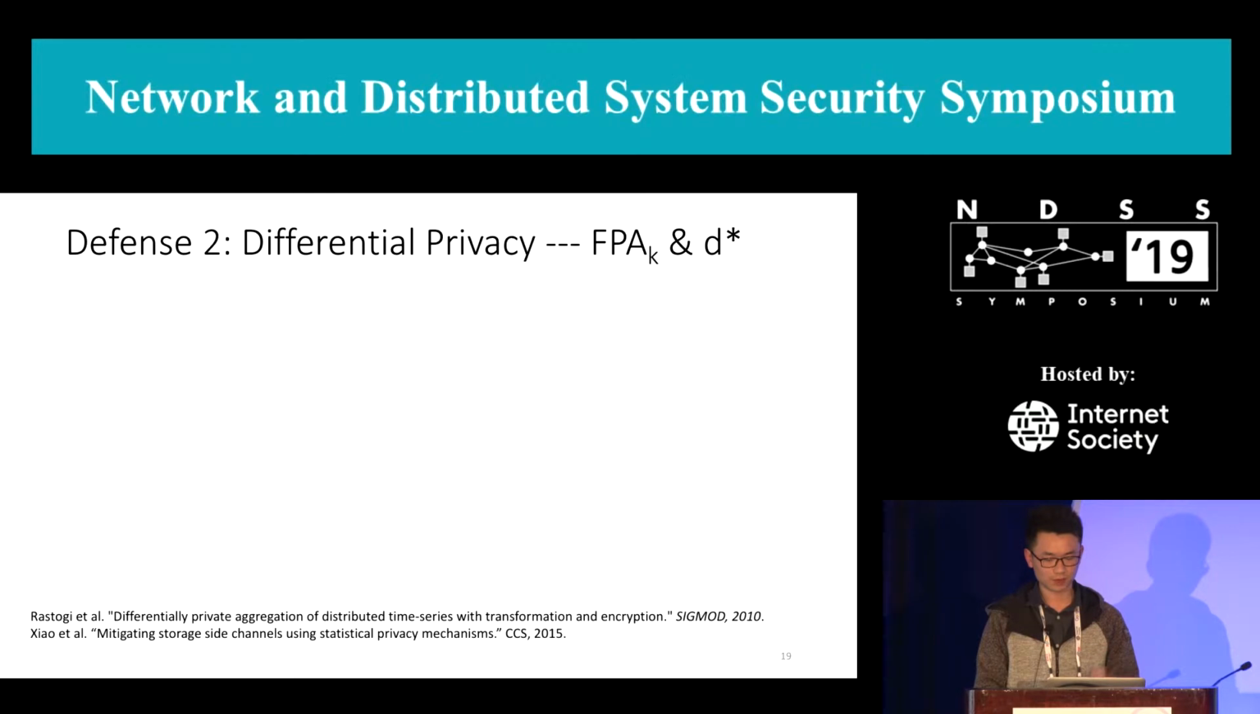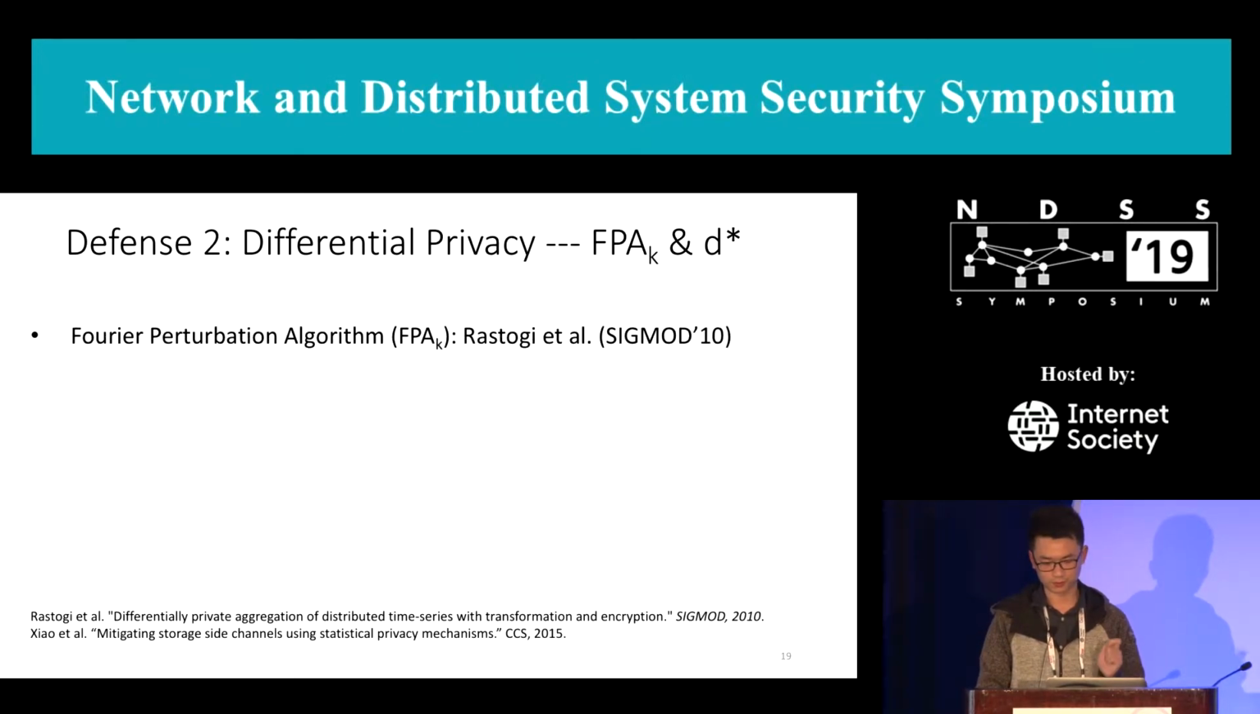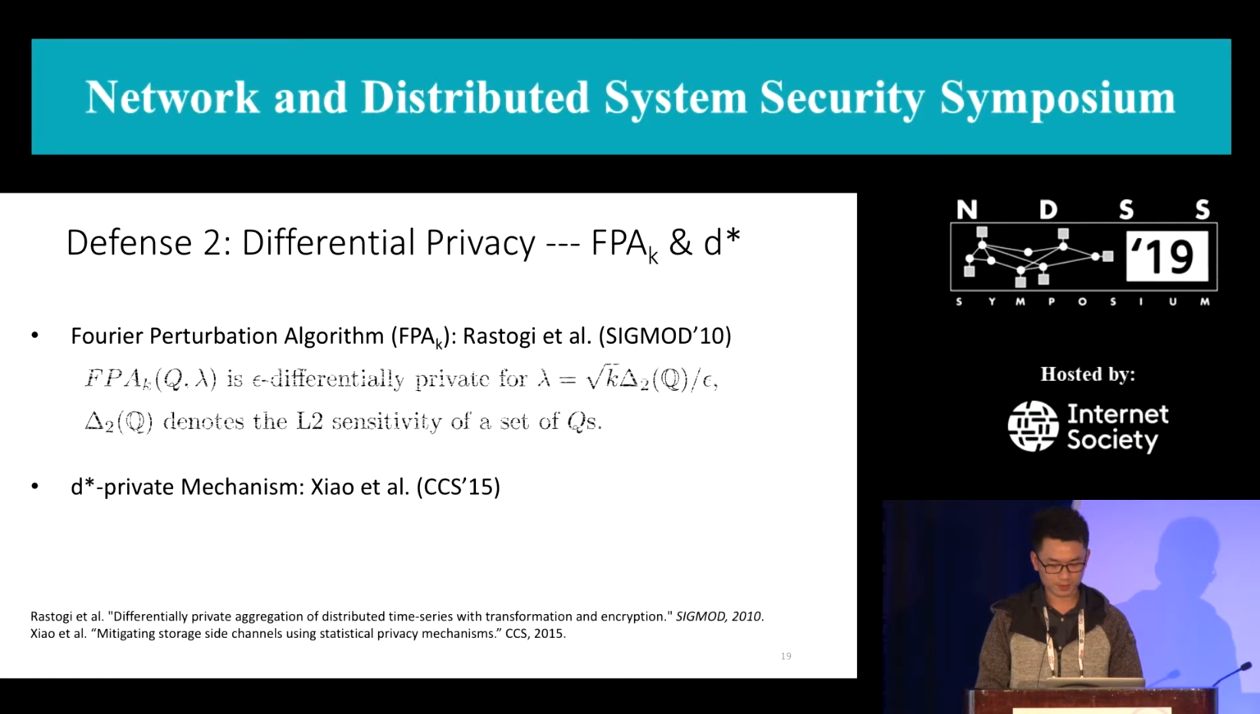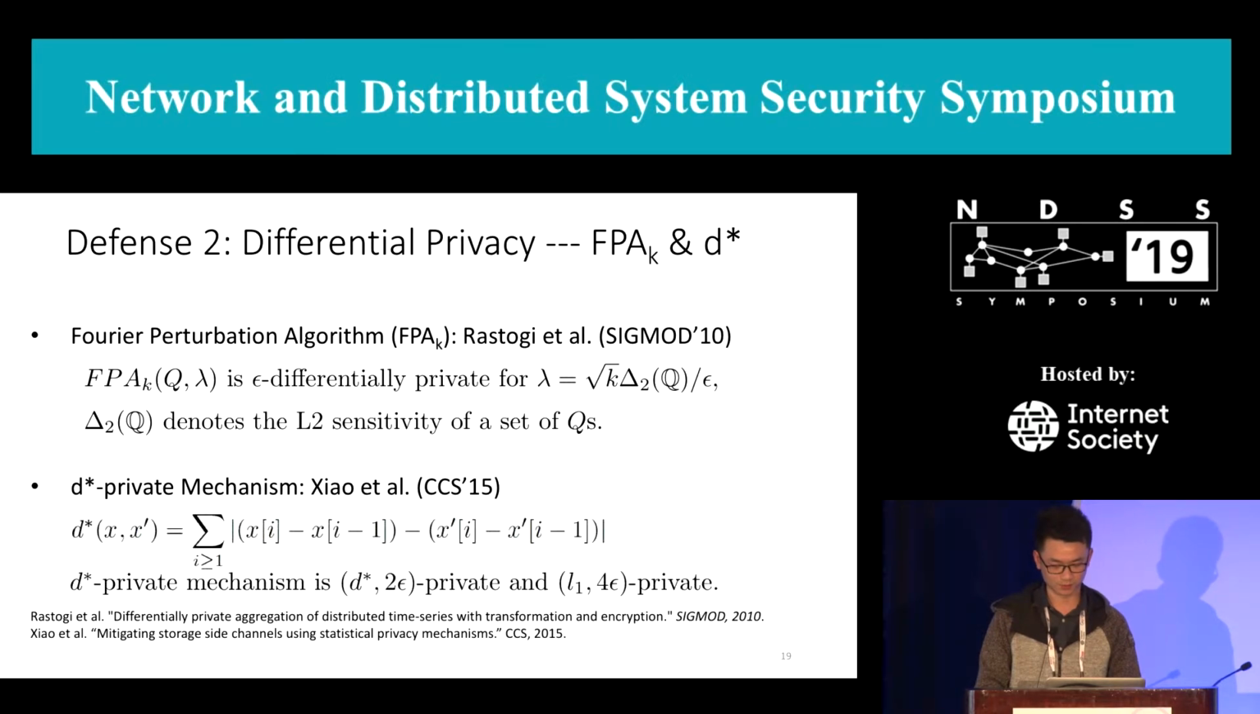In our paper, we adopt two mechanisms: the Fourier perturbation algorithm from Rastogi et al. and the d-star private mechanism from Xiao et al. So FPA is epsilon differentially private with certain parameters, and d-star is d-star-epsilon differentially private. Please refer to the paper for technical details.